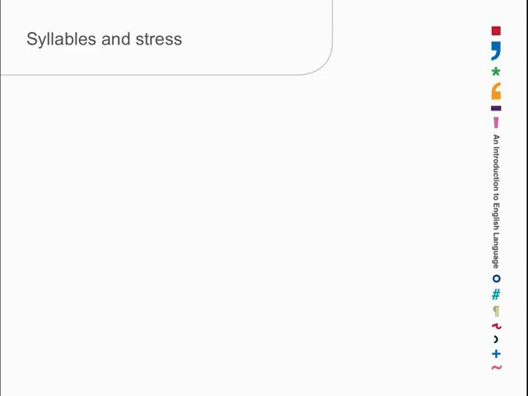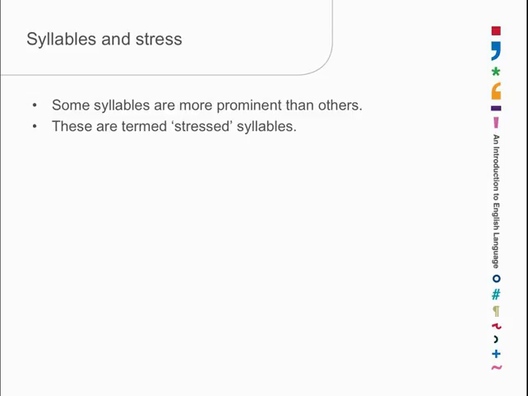Well, syllables are also related to stress. We don't stress individual sounds, we stress syllables. Some syllables in a language can be more prominent than others, and these are the stressed syllables, and we have more to say about that later. Stress in most languages is related to the location of the syllable in a word. Where does the syllable come? Well, let's have a look.